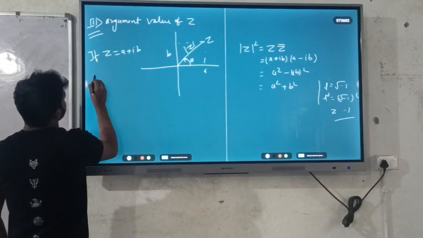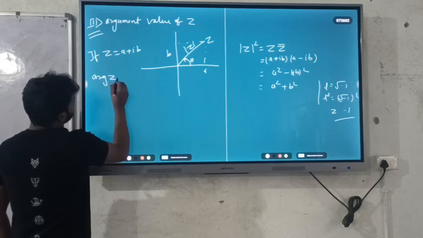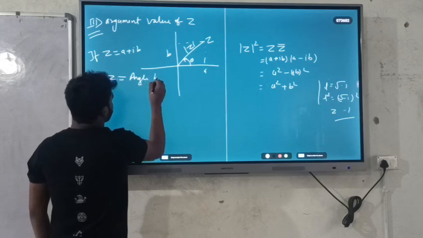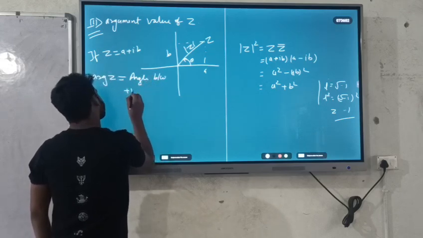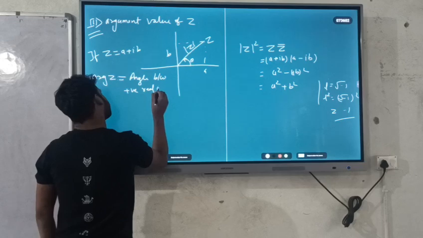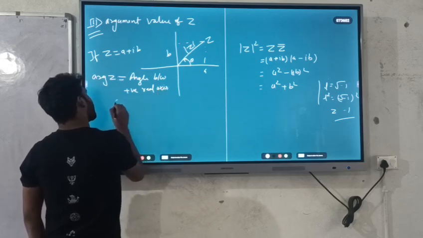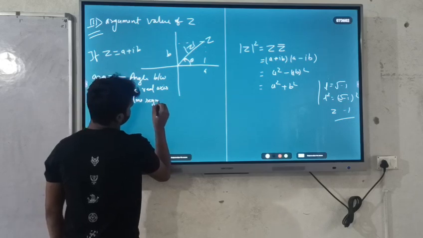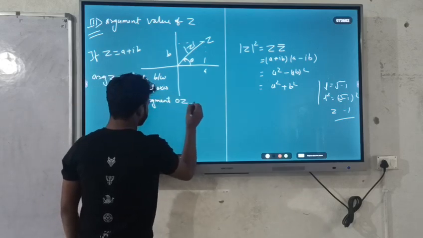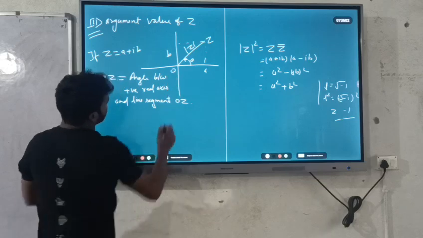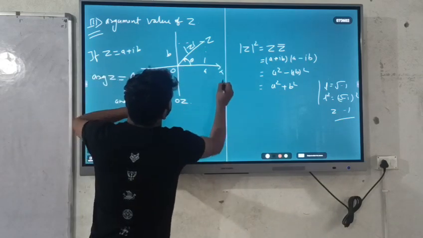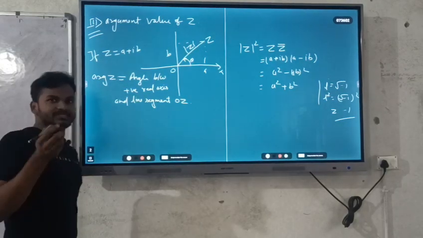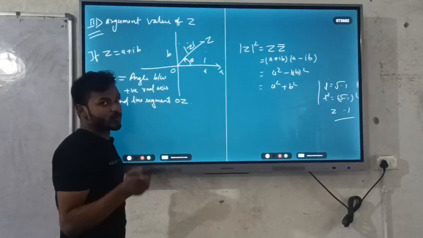So argument value, denoted by arg z, is defined as the angle between the positive real axis and the line segment OZ. So this is your positive real axis. The angle between this is called the argument value. But we can see that this value need not be unique.